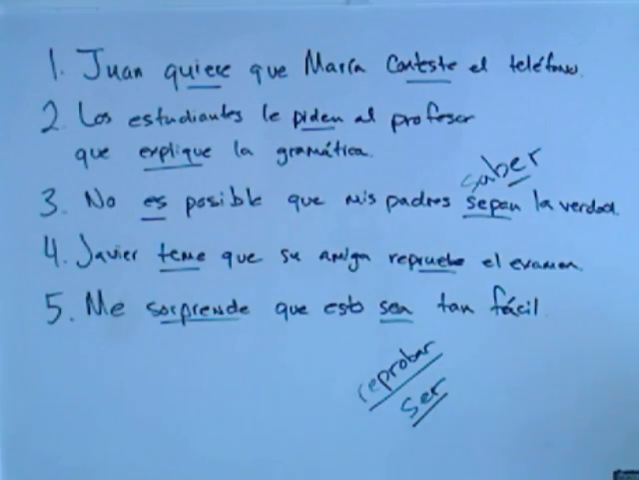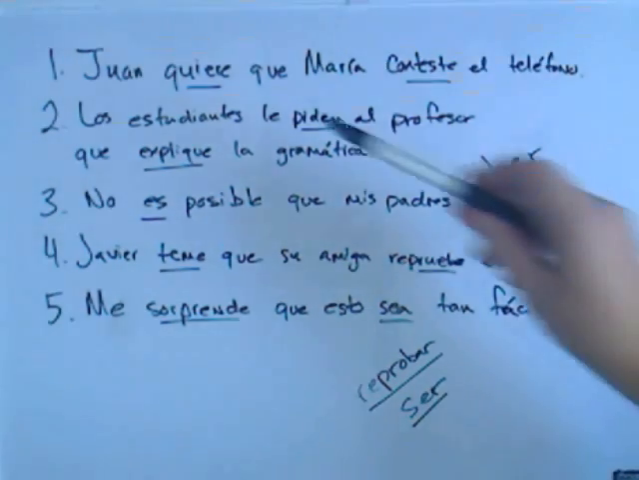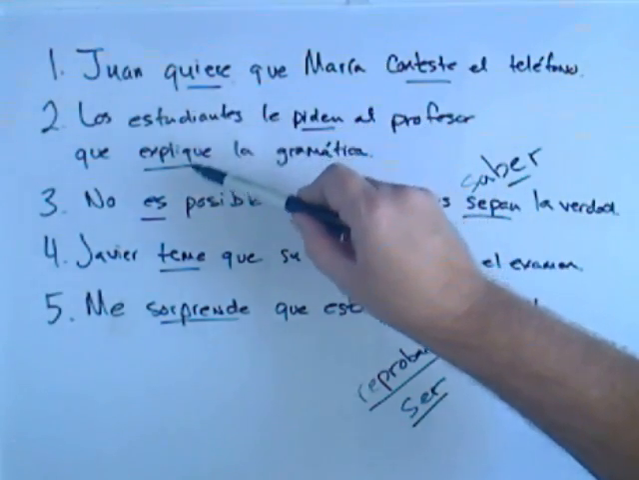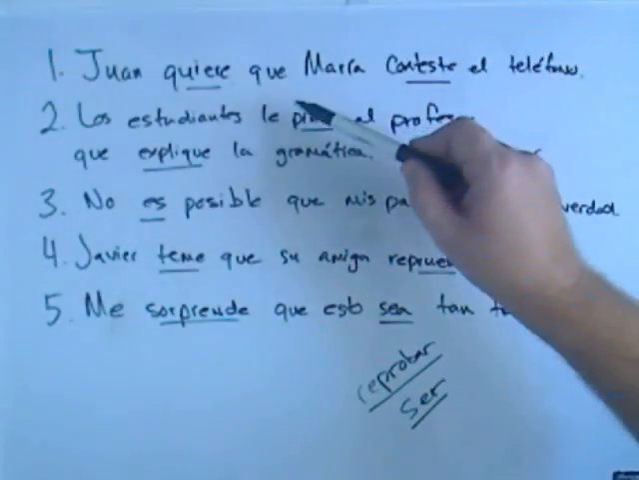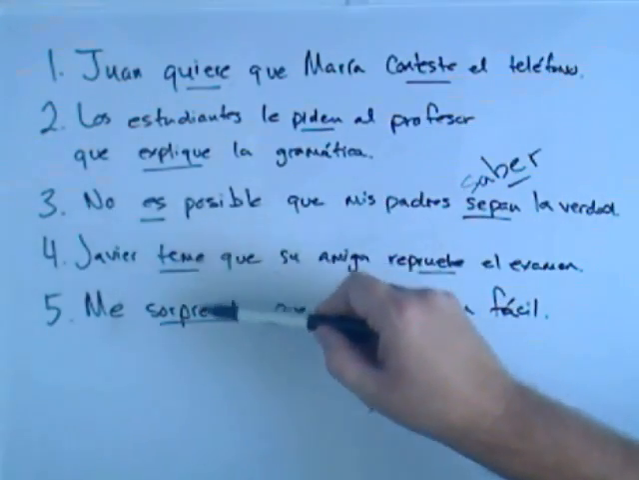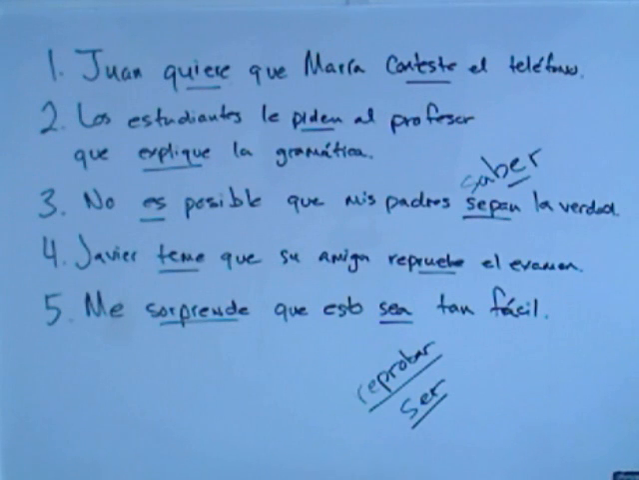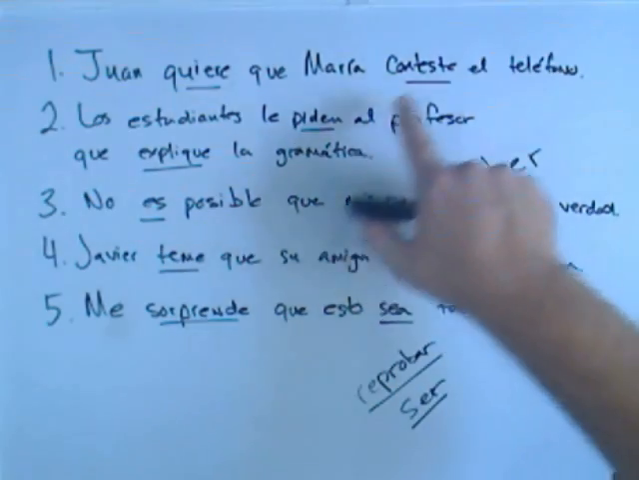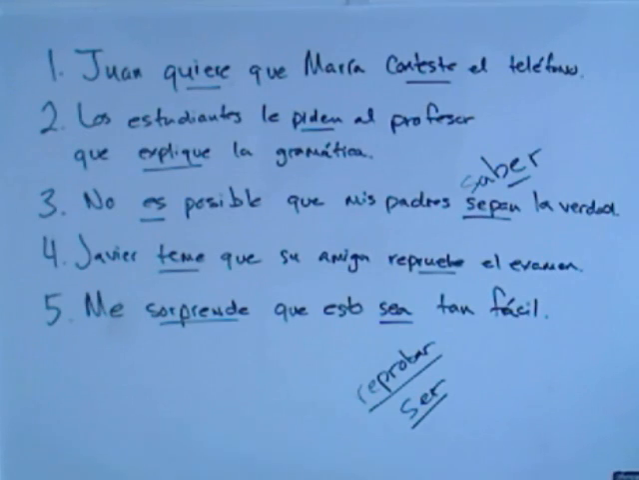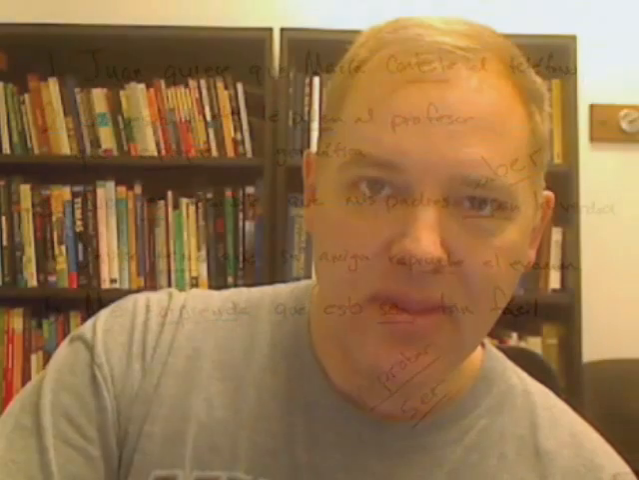So, take these 5. Remember the instructions. You need to convert the verb in the main clause, quiere, piden, es, teme, sorprende, into the imperfect, and then use the past subjunctive for the dependent clause verbs. I'll give you a few minutes to work on that. Pause the video. Don't restart it until you're ready to see the answers.